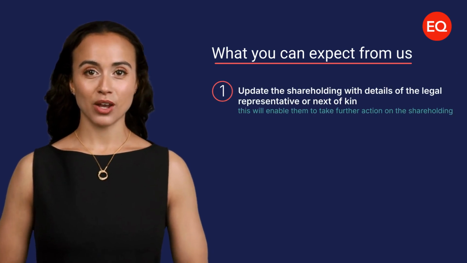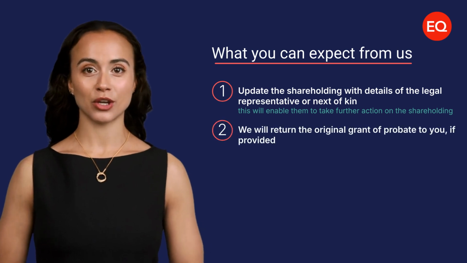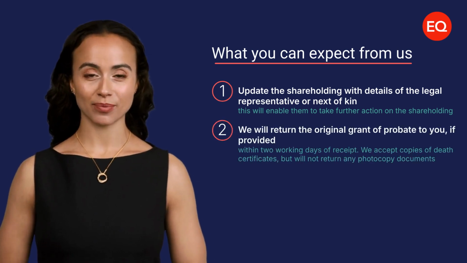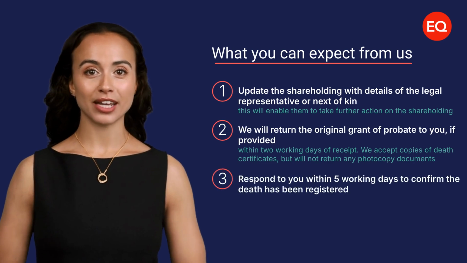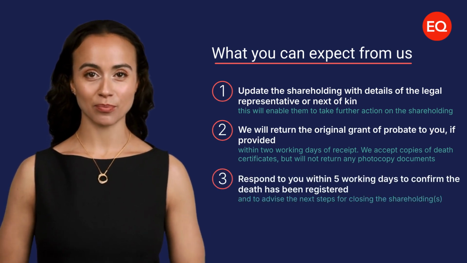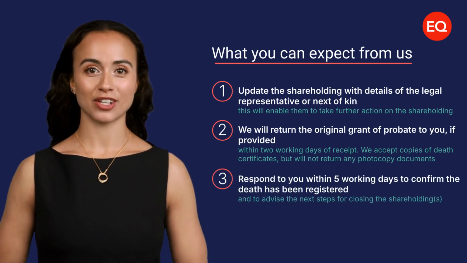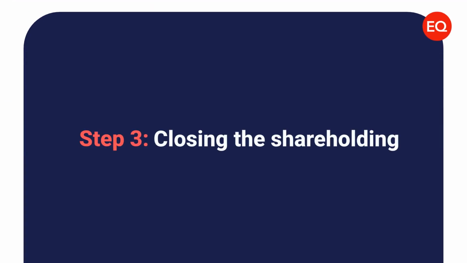We'll return the original grant of probate to you within 2 working days, if provided, and we'll respond to you within 5 working days of receiving the correct documents from you to confirm that the death has been registered. When Step 2 is complete, when ready, you can proceed to Step 3, closing the shareholding.